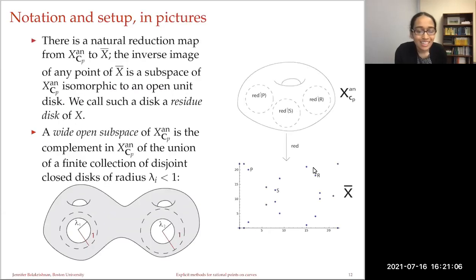And then a few pictures to keep in your mind as we talk about some of these algorithms. So we have a natural reduction map from the generic fiber to the special fiber, and the inverse image of any point in the special fiber is a subspace upstairs that's isomorphic to an open unit disk, and that's what we mean by a residue disk. Then there will be some bad points that we won't want to integrate near, and so we'll delete some finite collection of closed disks of radius less than 1. And what's left over in the space is called a wide open subspace.